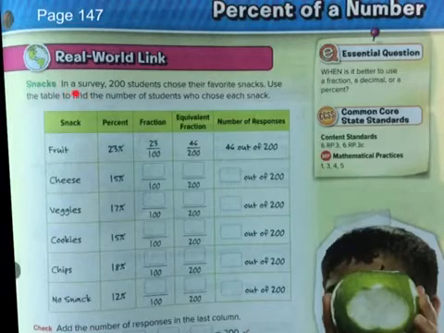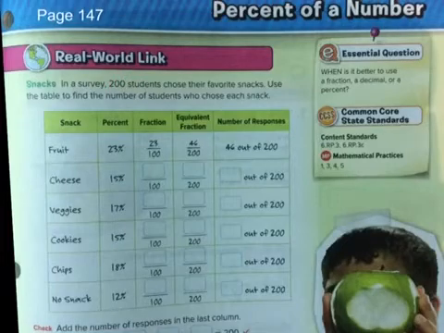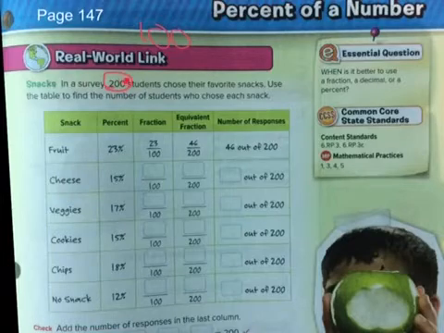In a survey, remember a survey means like an encuesta, 200 students chose their favorite snacks. Use the table to find the number of students who chose each snack. Now, boys and girls, a lot of you are realizing that if we're working with a number out of 200, and we're looking with percent, remember that percent simply means out of 100. But now we're talking about 200. So really it's just double the amount.